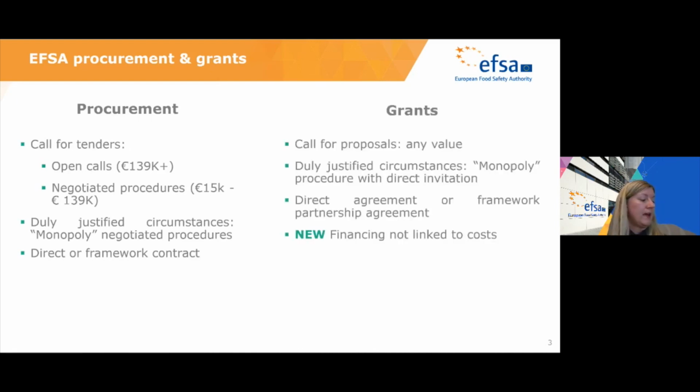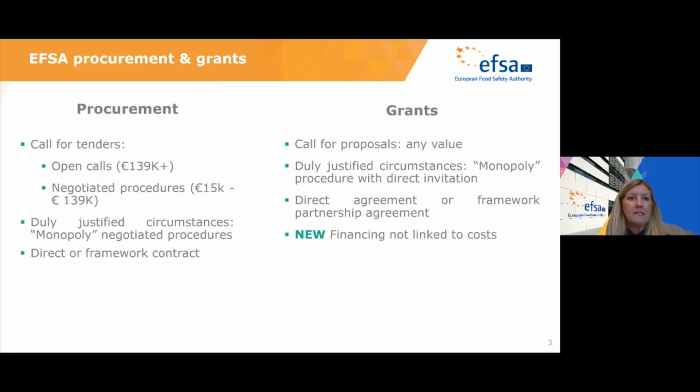Next, if we have a look at grants. Now, grant procedures are advertised on the EFSA website regardless of their value. So unlike with procurement, we don't have the big difference between the different thresholds and the different means of publication depending on value. All EFSA grant procedures are published on the EFSA website, and Marco will show you where to find that information later.